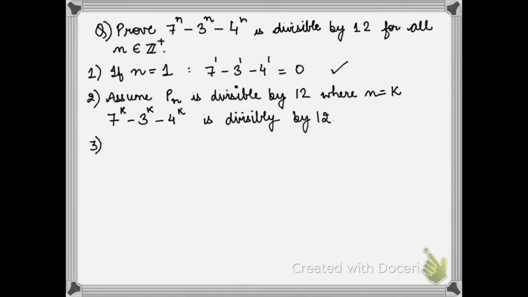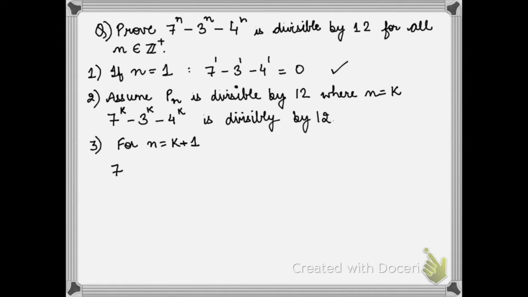Now, in the third step, what we're going to do is prove that P of n is also divisible by 12 for k plus 1. So we have already assumed that it works until k, but we have to now prove that it also works for the next number, which is k plus 1. So we are going to substitute k plus 1 in n.